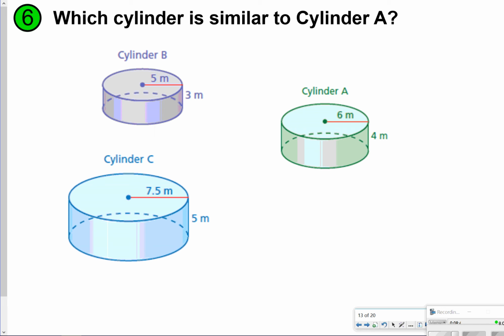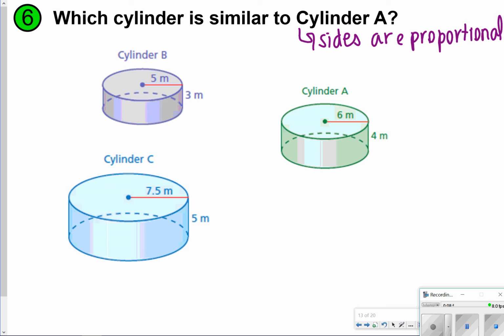Okay, this next one you're going to try to figure out which cylinder is similar to cylinder A, and just maybe think about, as a hint, for things to be similar, your sides are going to have to be proportional. So let's go ahead and take the time now to see which sides are proportional to cylinder A.